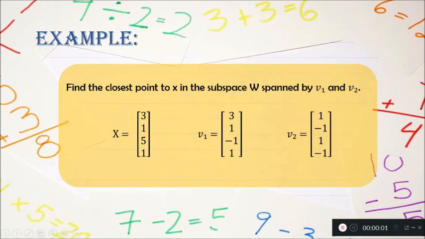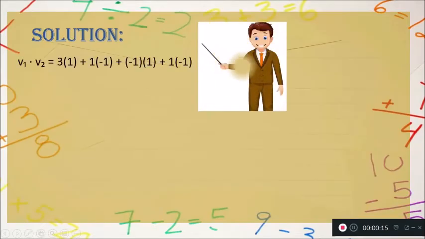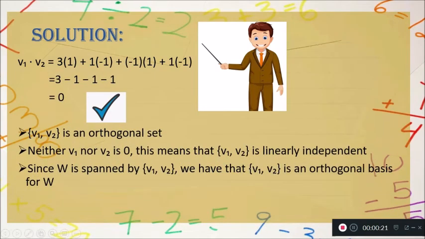Example: find the closest point to x in the subspace W spanned by v1 and v2. You are given three column matrices which are x, v1 and v2. For the solution, if the dot product of v1 and v2 is 0, then v1 and v2 are an orthogonal set. Neither v1 nor v2 is 0, which means that v1 and v2 are linearly independent. And since W is spanned by v1 and v2, we have that v1 and v2 are an orthogonal basis for W.